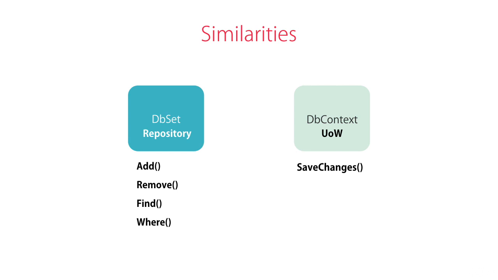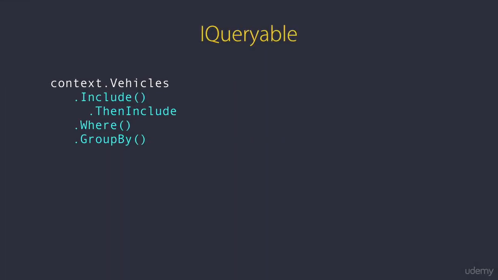So yes, this is absolutely right. Entity Framework does implement some kind of repository and unit of work pattern internally. However, there are a couple of issues with the implementation of these patterns in Entity Framework. The first issue is this IQueryable interface exposed from DbContext and DbSet. So here, when we go to context.Vehicles, with this IQueryable interface exposed here, we can compose queries like what you see here. We can eager load objects, we can filter them, we can group them, order them, and so on.